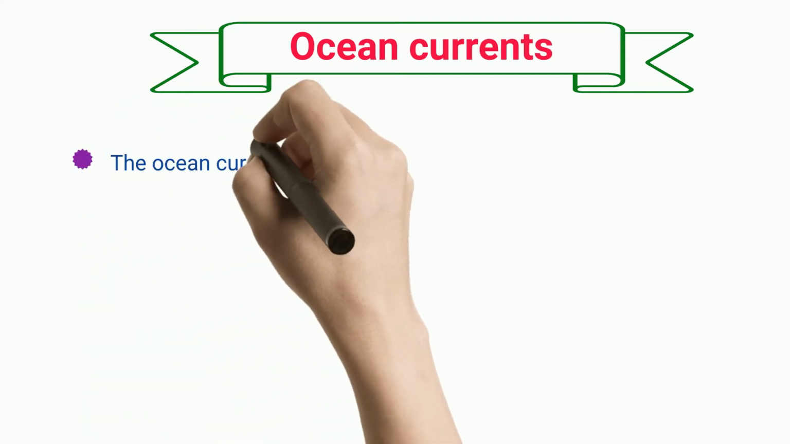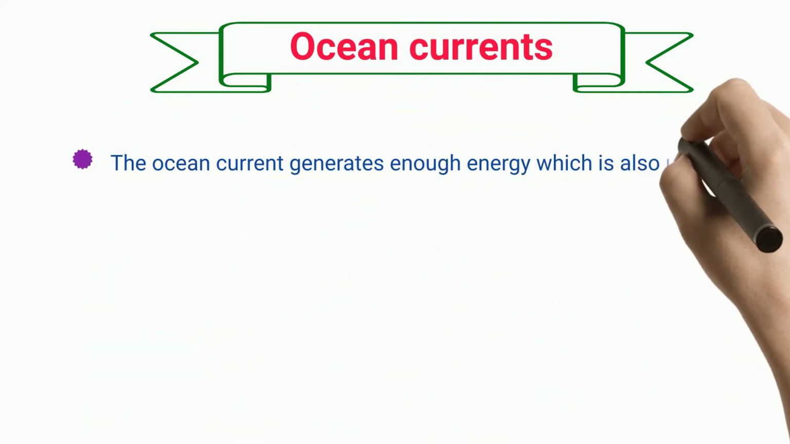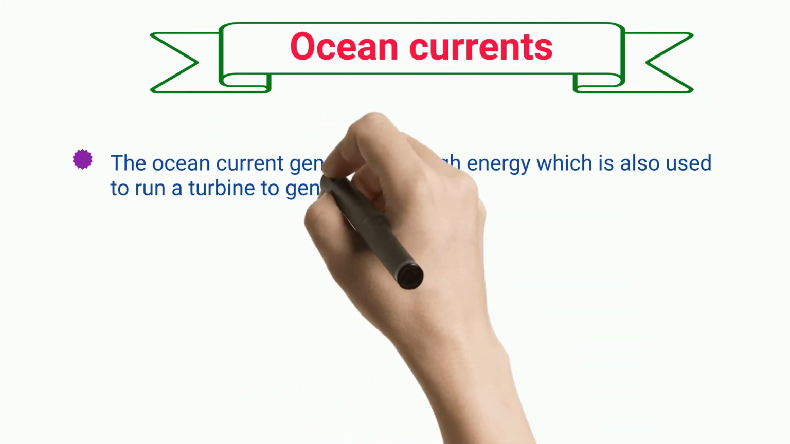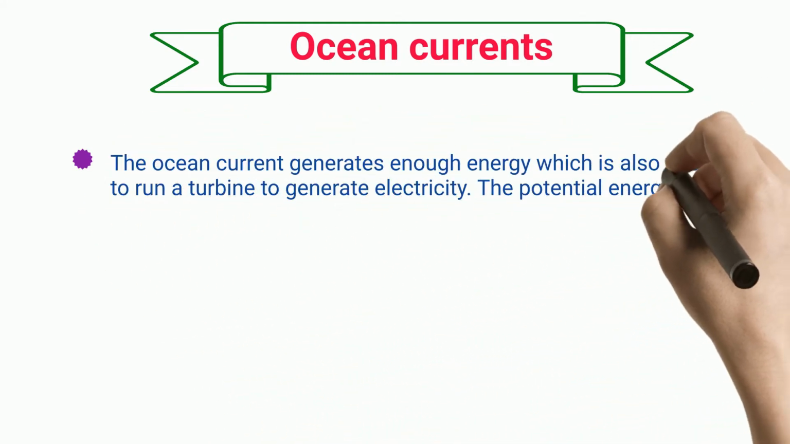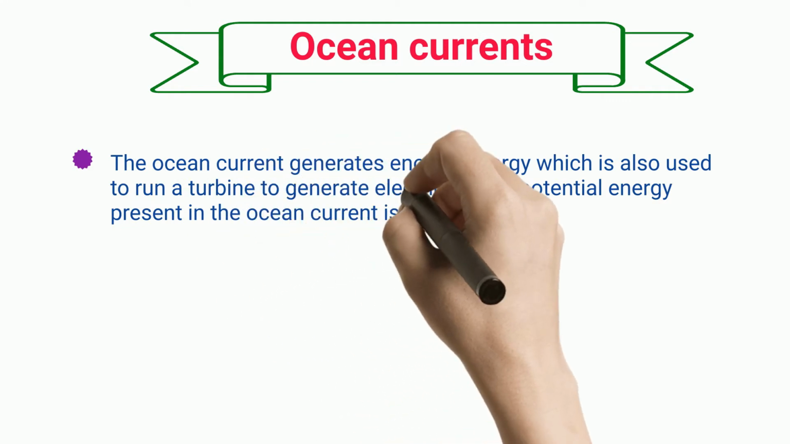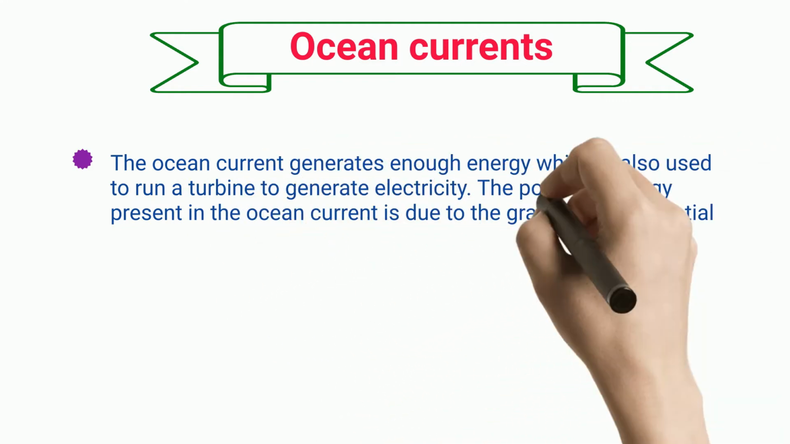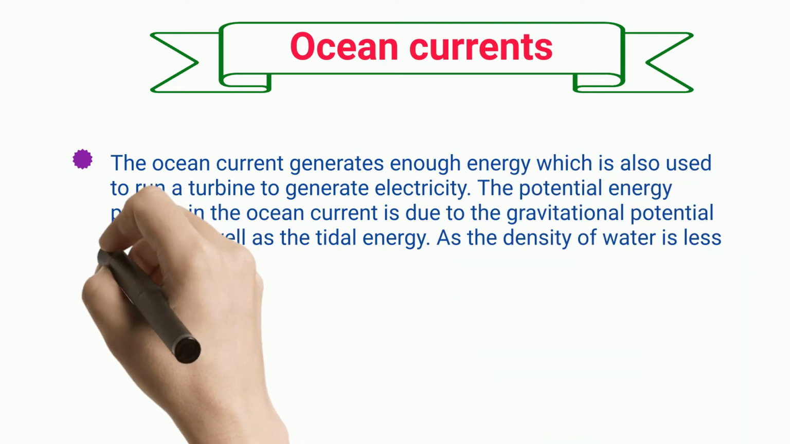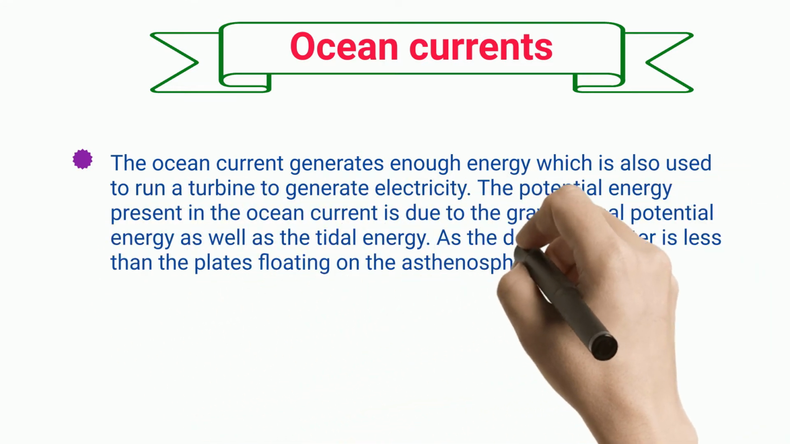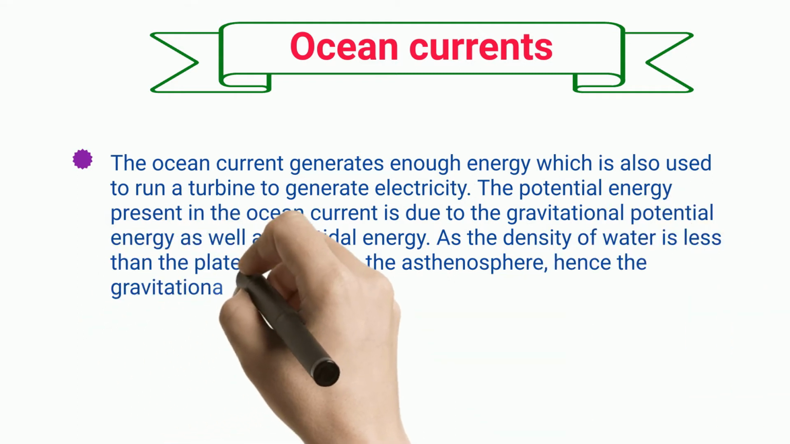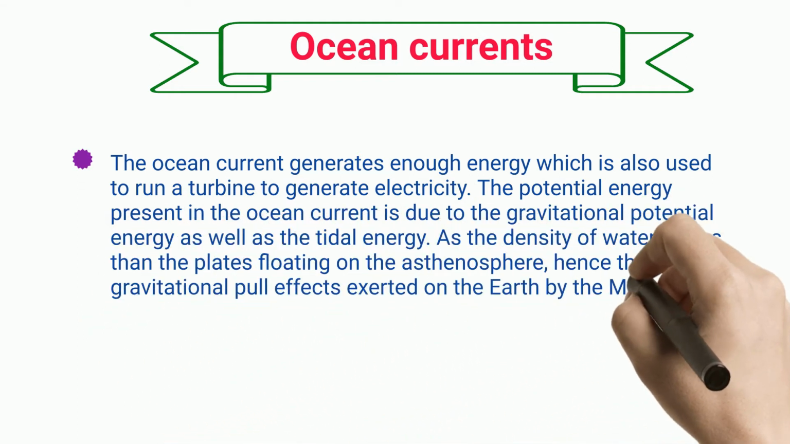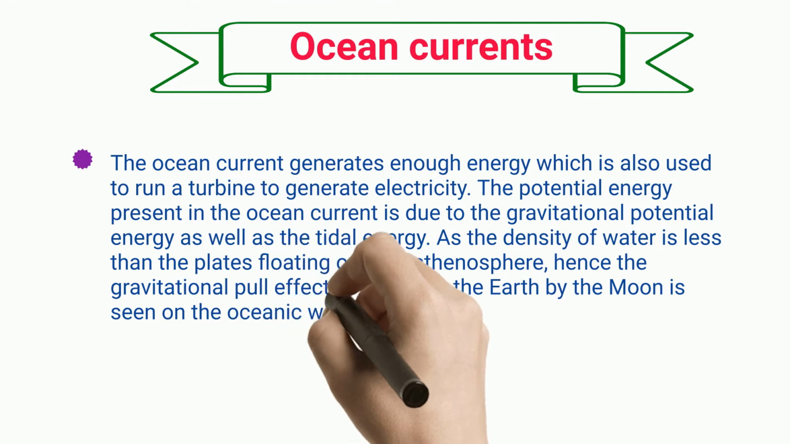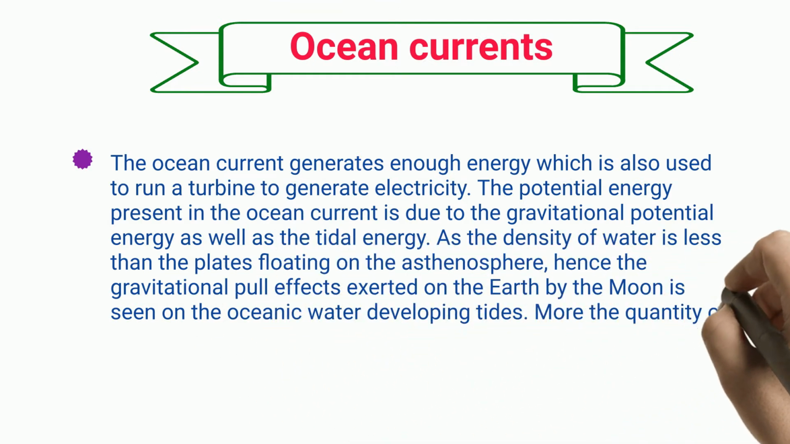Ocean currents. The ocean current generates enough energy, which is also used to run a turbine to generate electricity. The potential energy present in the ocean current is due to the gravitational potential energy as well as the tidal energy. As the density of water is less than the plates floating on the asthenosphere, the gravitational pull exerted on the Earth by the Moon is seen on the oceanic water, developing tides. The greater the quantity of water, the greater the effect observed.